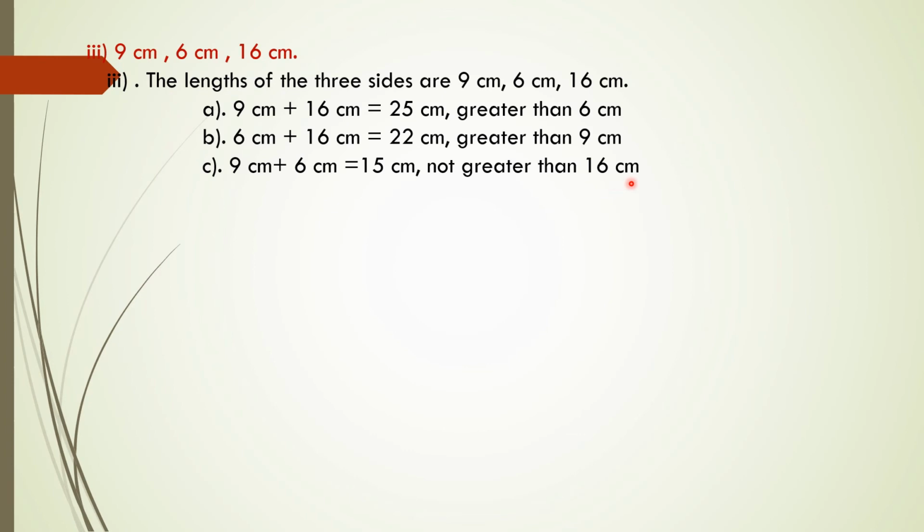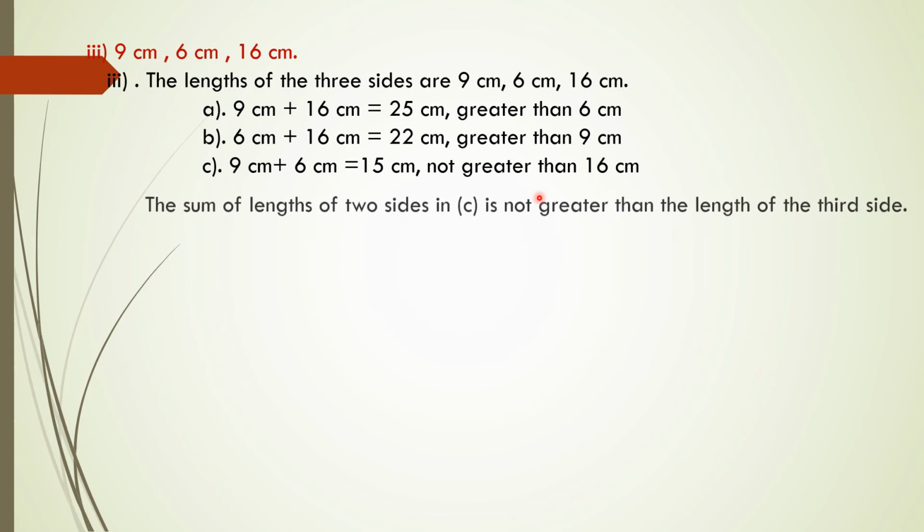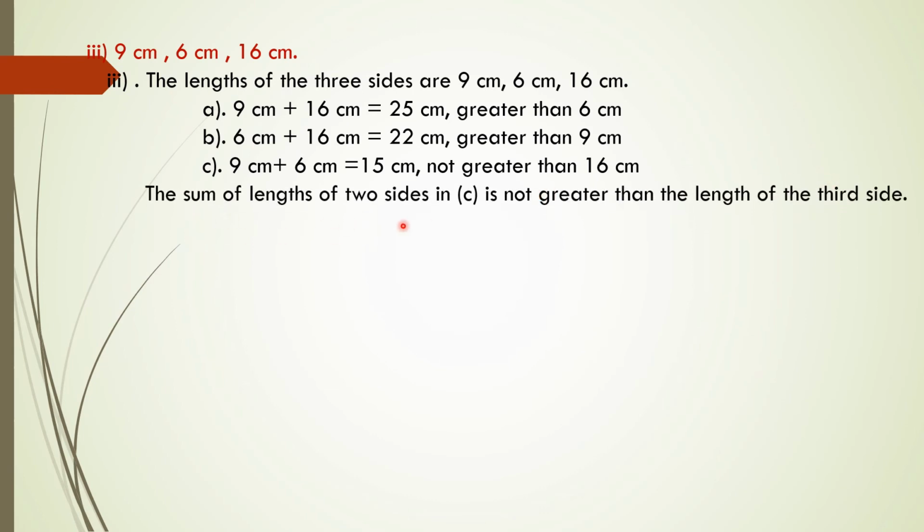Therefore this condition, that the sum of the length of any two sides of the triangle is greater than the third side, is not satisfied. The sum of the length of the two sides in this case is not greater than the length of the third side. Therefore a triangle cannot be drawn with the sides 9 centimeter, 6 centimeter and 16 centimeter.